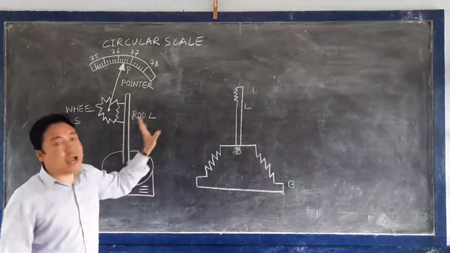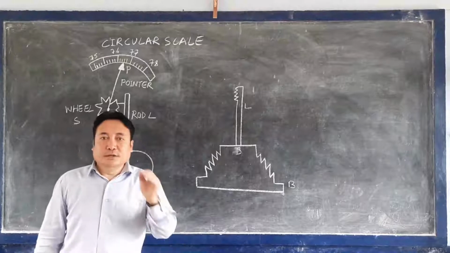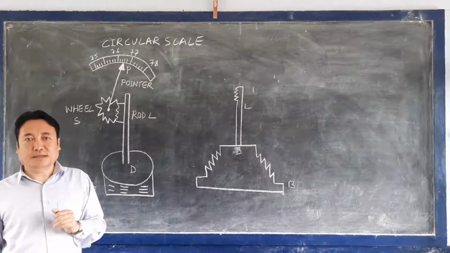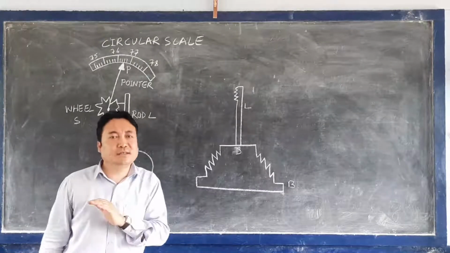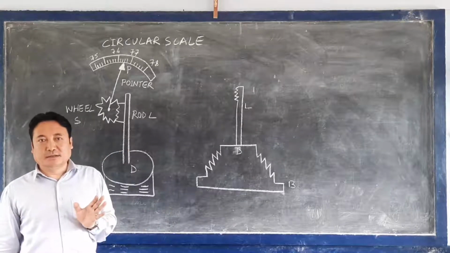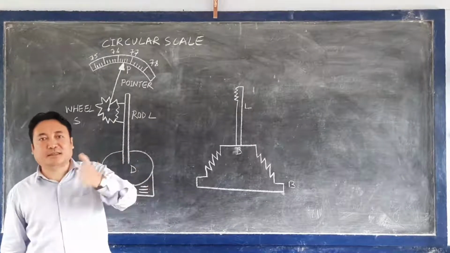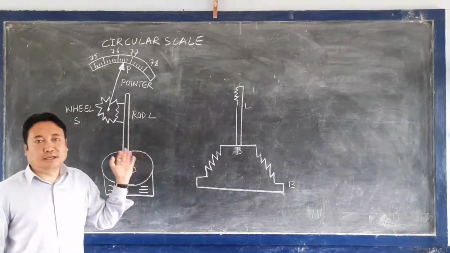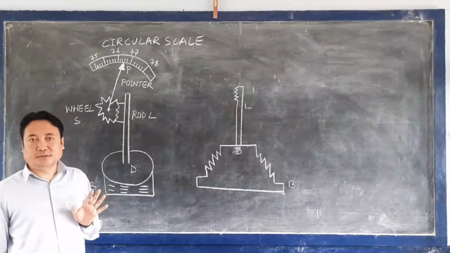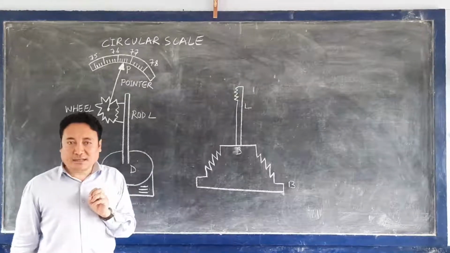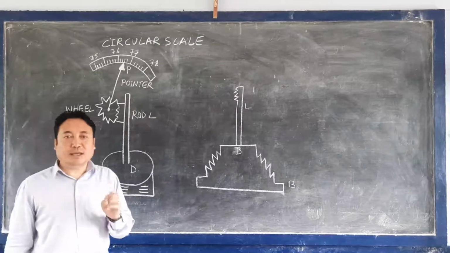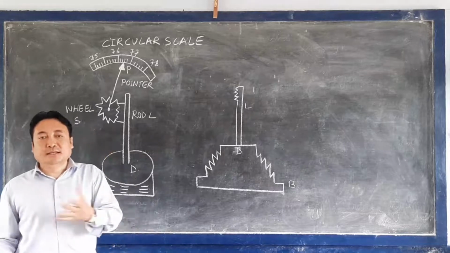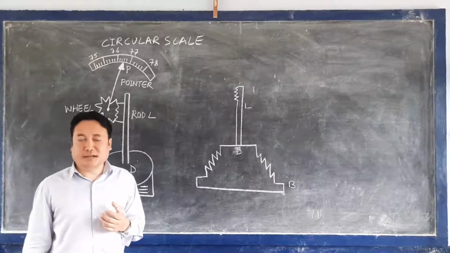Now let us come to the aneroid barometer. This aneroid barometer does not contain any liquid, whereas in the simple barometer and the Fortin barometer, mercury is used as the barometric liquid. But here there is no liquid. And this barometer is very light, portable, small, and easy to carry from one place to another.